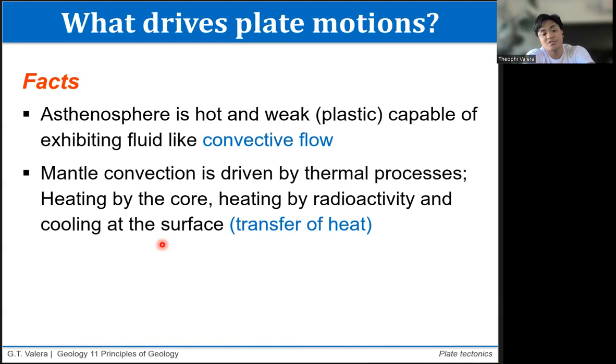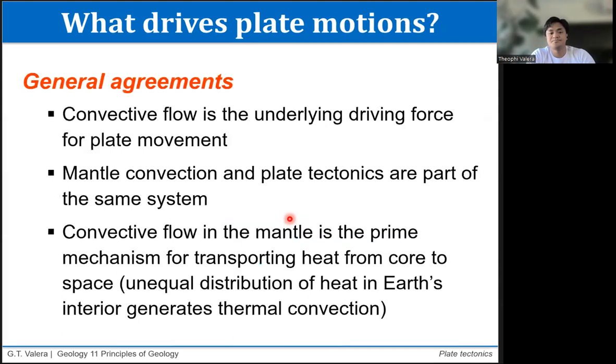Sabi natin, as far as we know, the asthenosphere is hot and relatively weak, and therefore capable of exhibiting fluid-like convective flow. And since it's capable of driving convective flow, there must be a reason kung bakit siya nagpo-flow in the first place. And we think that's because of the transfer of heat, basically, from the hot core towards the cool crust. So the thermal difference basically drives this mantle convection.